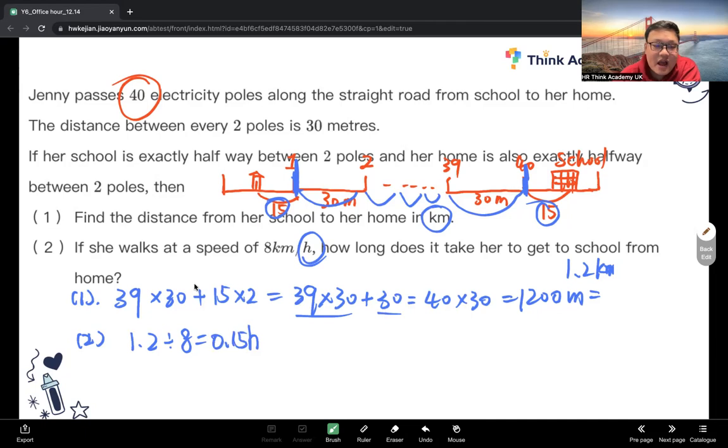And if I ask you how many minutes? Is that 50 minutes, guys? In 1 hour, we have 60 minutes, guys, not 100 minutes. So 0.15 times 60 equals 9 minutes. It looks like it's pretty close from Jenny's home to school. It's only a 9 minute walk.